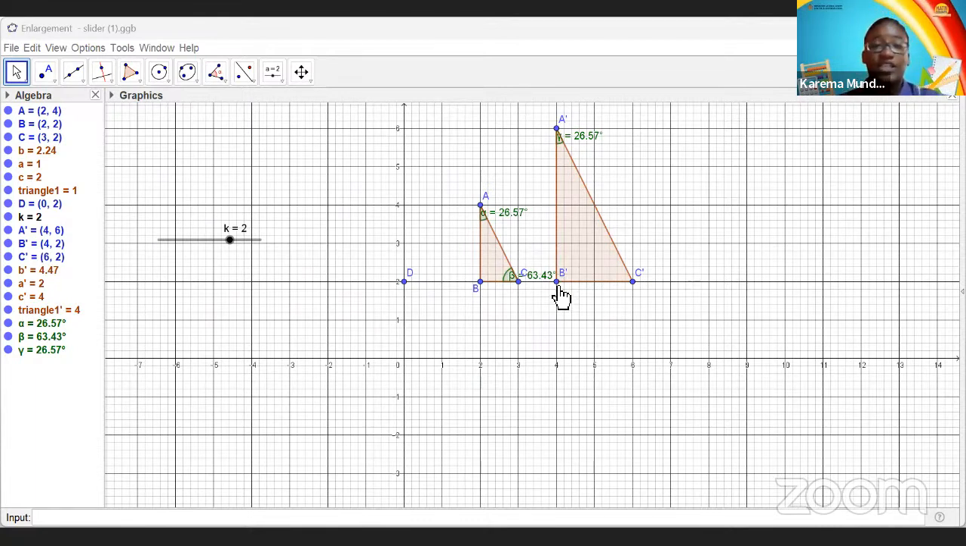So let me ask you then, bearing in mind the scale factor of 2, what do you think is happening to this particular distance? We notice from the center to B, that was 2 units, and from the center to B prime is now 4 units. Can anybody tell me what they think is happening here before we explore another length?